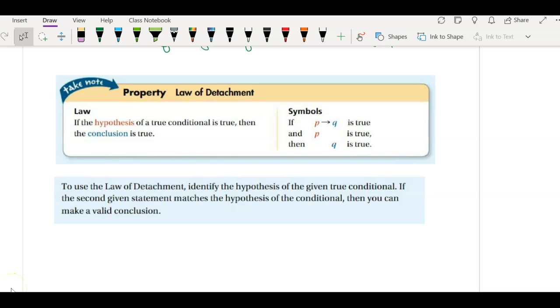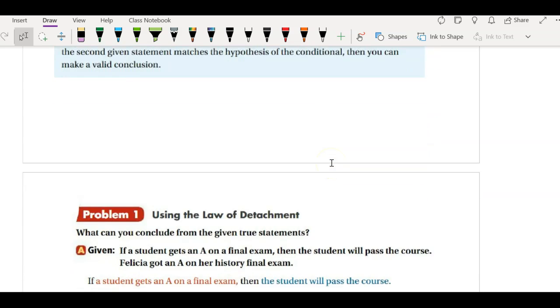So let's begin with the law of detachment. The law of detachment is, if the hypothesis of a true conditional is true, then the conclusion is true. And it'll make more sense in a second. So if P, then Q is true, and P is true by another statement, then Q is true. So let's take a look at that over here.